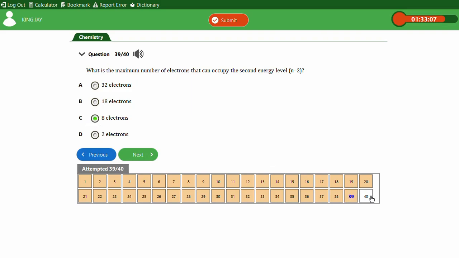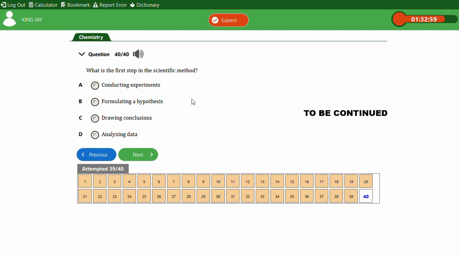Then question 40. What is the first step in the scientific method? B, formulation of a hypothesis. So guys, let's submit our exam to see what we got.